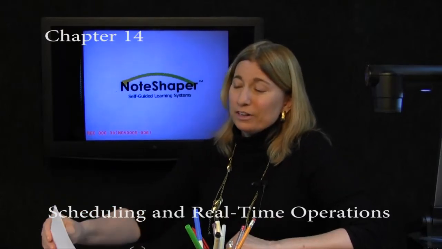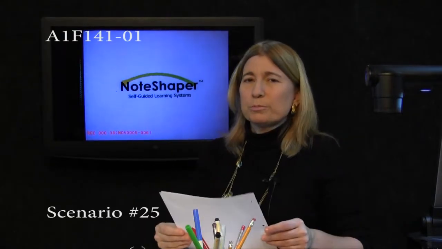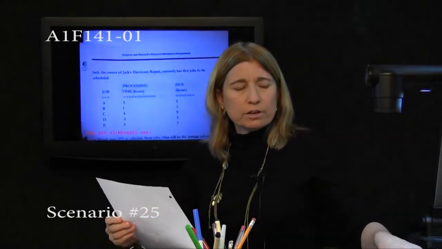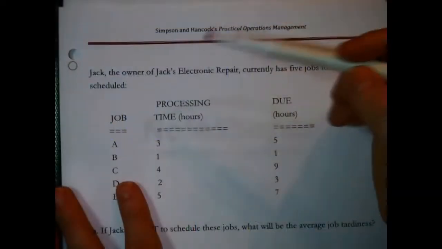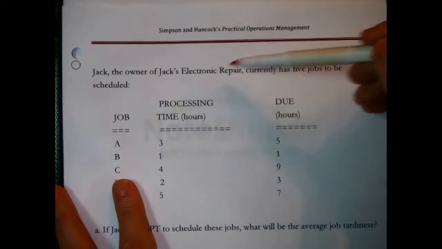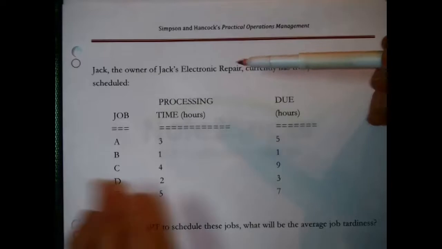Jack's Electronic Repair is a classic job shop scheduling problem. You can tell from the structure of the data. Let's take a look. Jack, the owner of Jack's Electronic Repair, currently has 5 jobs to be scheduled. This is what I mean by the structure of the data.